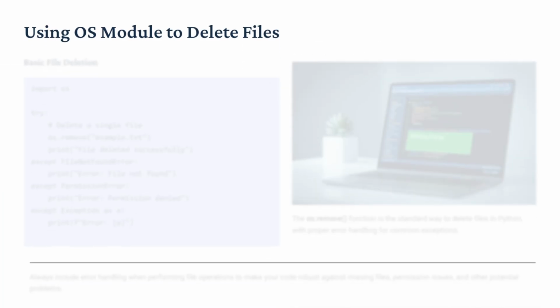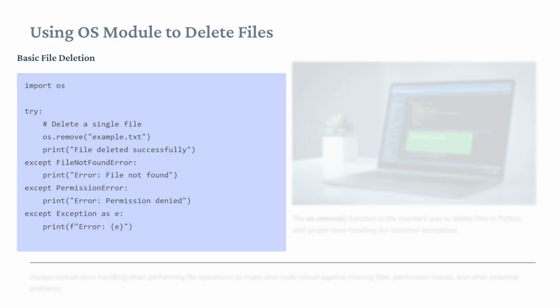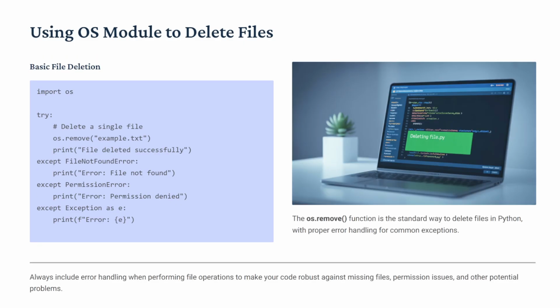So we'll use the OS module to delete some files. Here is a basic file deletion code where we import os, and then we use try, and we delete a single file. Do well to run through this code, run it in your VS Code, let us know how it went. All you just have to do is specify some text here, that you have on your PC.